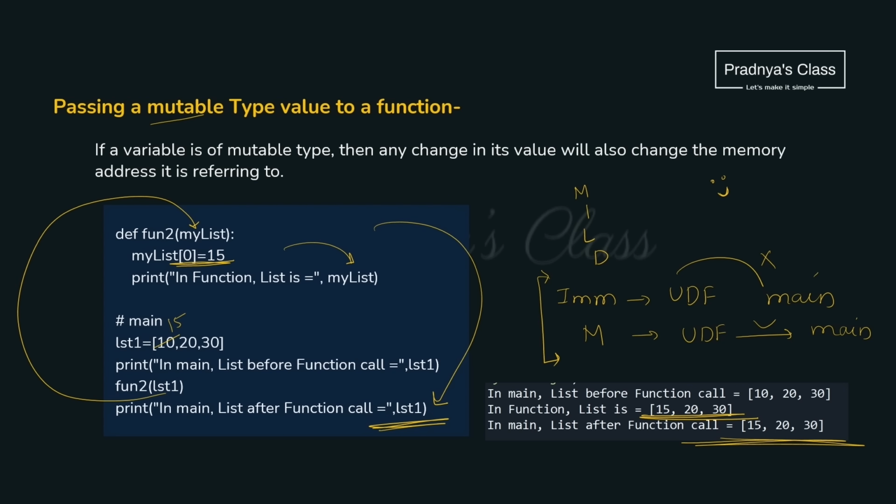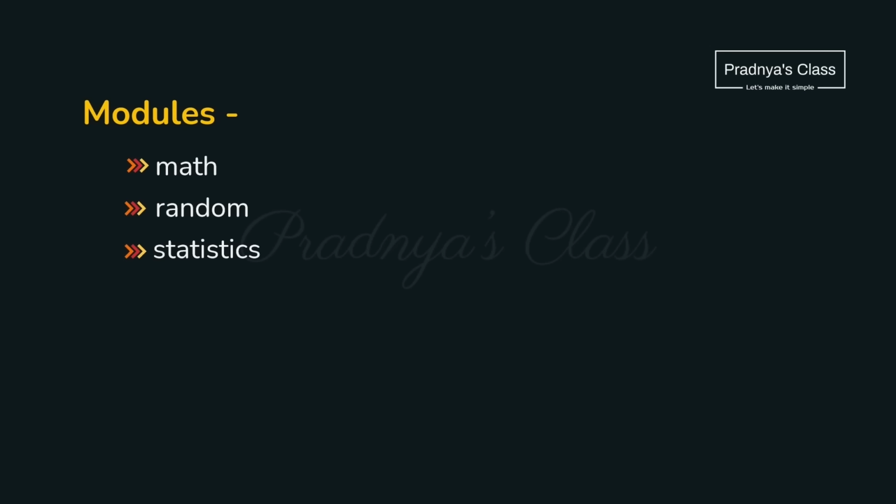It is very important. Based on your syllabus, we must have knowledge of three different modules. The first one is math, the second one is random, and the third one is the statistics module. Out of these three modules, the random module is very important because you will be getting output based questions on it. Alright then, let's discuss the important functions from this module.